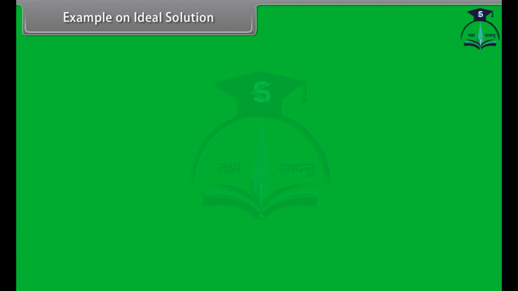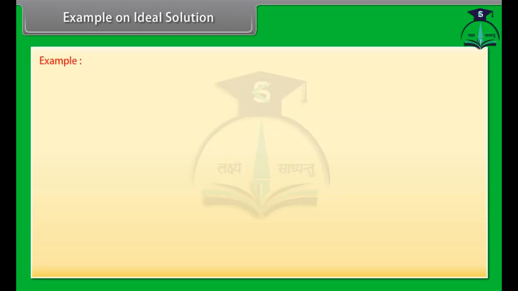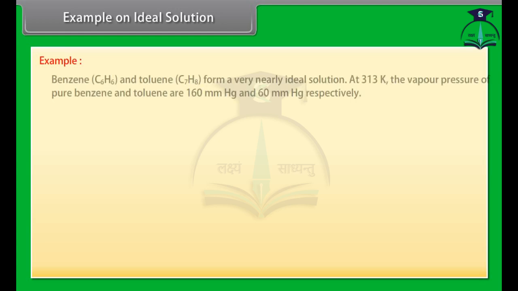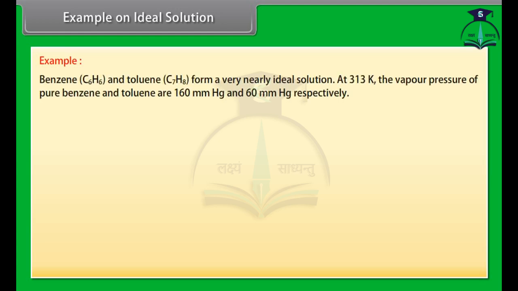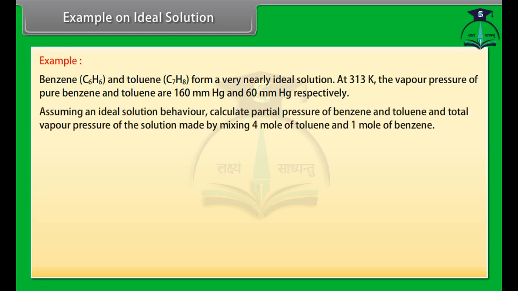Example on ideal solution. Let's take an example of ideal solutions. Benzene and toluene form a very nearly ideal solution. At 313 Kelvin, the vapor pressure of pure benzene and toluene are 160 mm Hg and 60 mm Hg respectively. Assuming ideal solution behavior, calculate the partial pressure of benzene and toluene and the total vapor pressure of the solution made by mixing 4 mole of toluene and 1 mole of benzene.